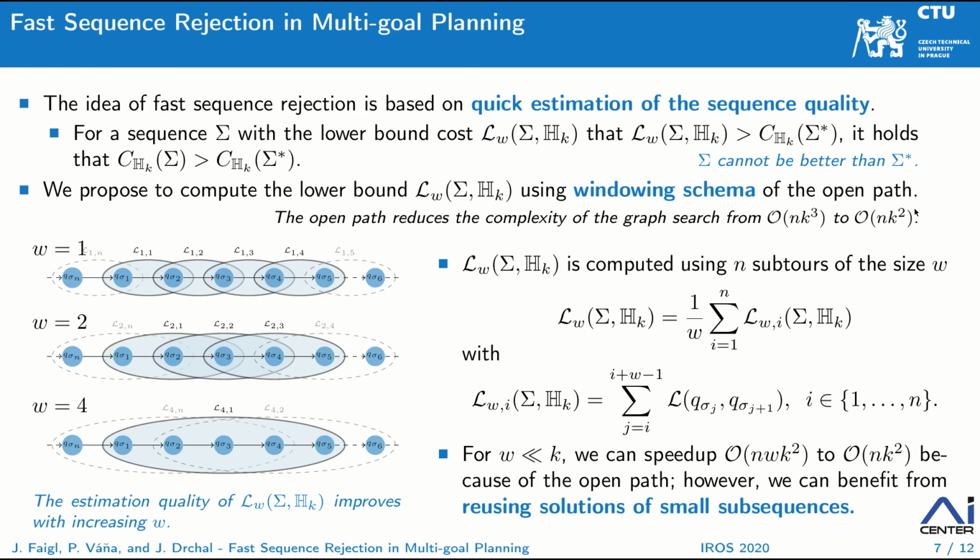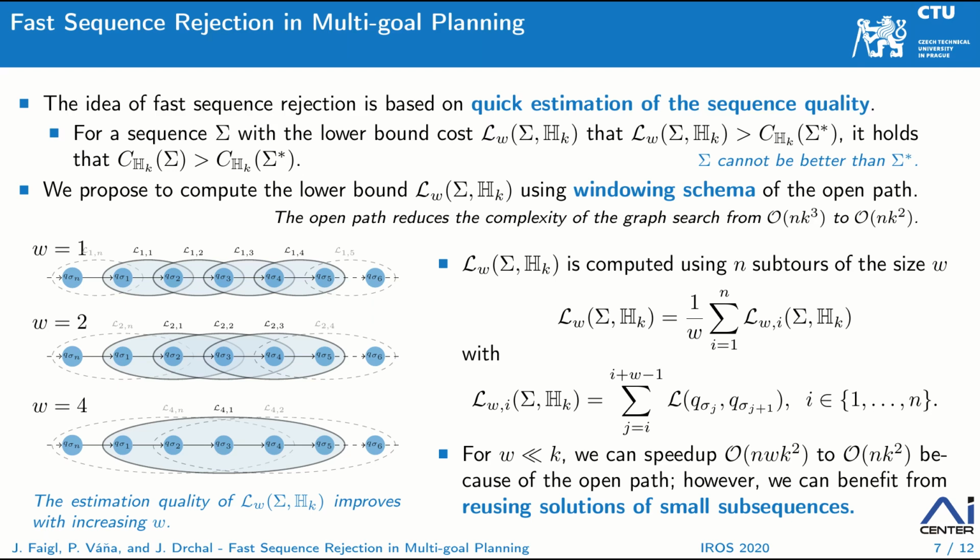However, we further split the computation of the level bound to a sum of cost of short Dubins tours using the windowing schema. So for a window of the size 1, we compute the Dubins tour connecting two locations, and these two locations, and these two locations, and so on. We can expect that with increasing size of the window, the level bound estimation would improve. However, it will be more computationally demanding.